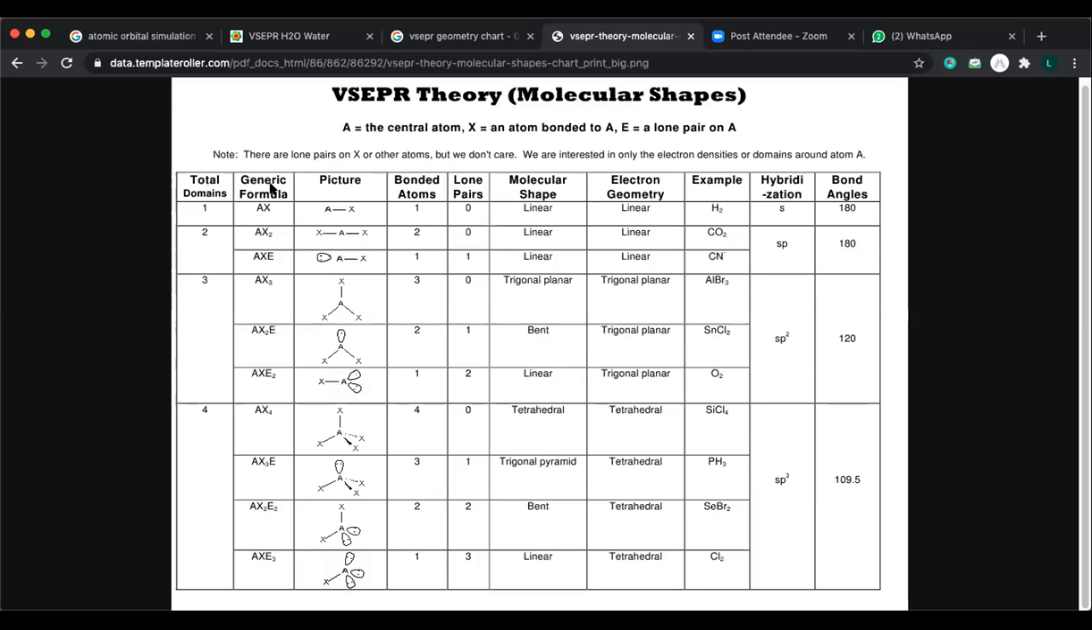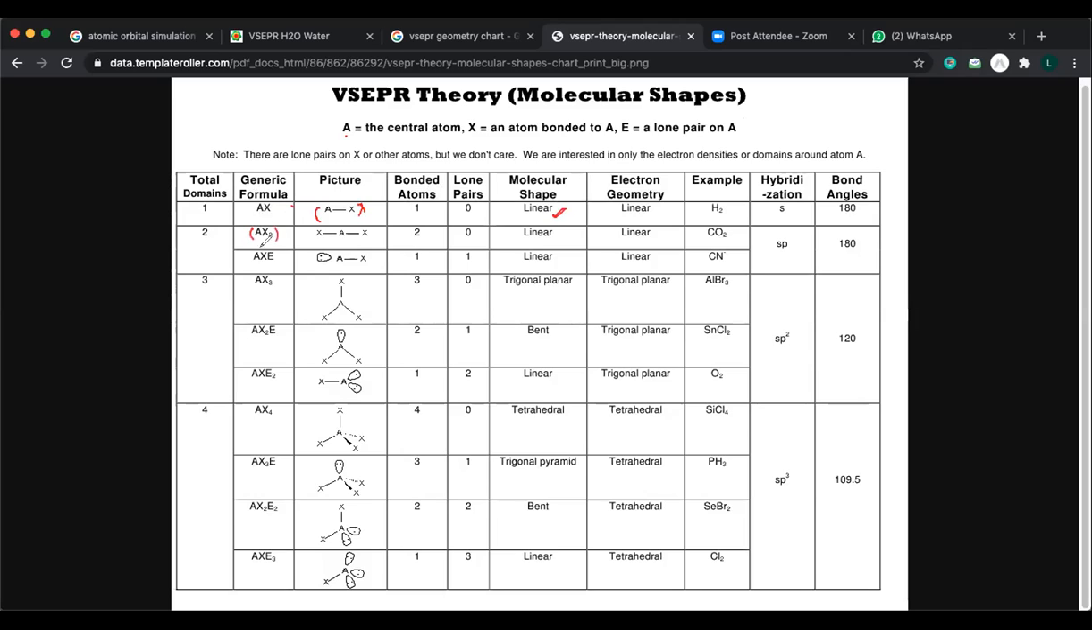All right, this is the legend. You have A, which is the central atom, X is whatever atom is bonded to A, and E stands for the lone pair on A. So if you have a generic formula AX, that's just two atoms, A and X, there's only one bond pair, and they both are just attached to each other. So you don't have any interactions or repulsions at all, because there's only one bond pair. So the shape is going to be linear in any angle.